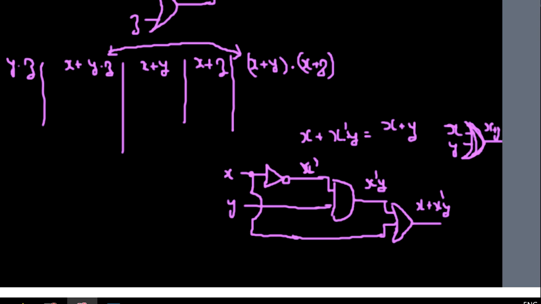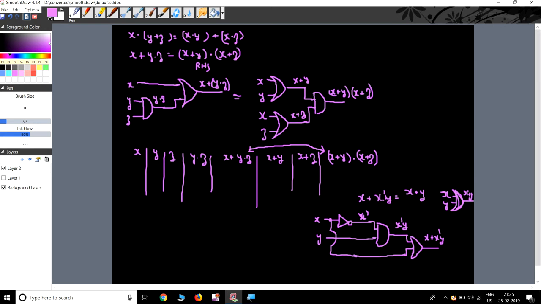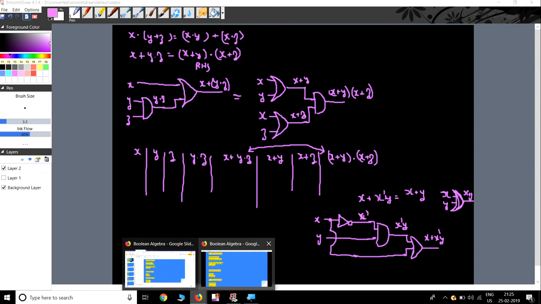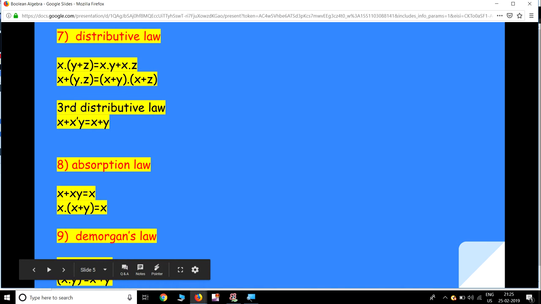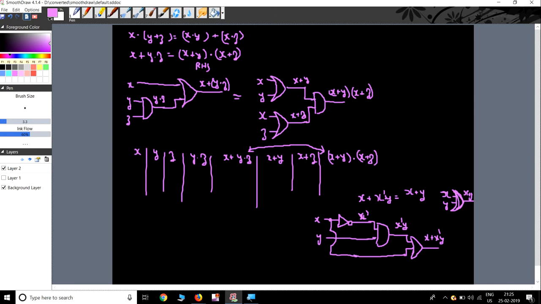Now again you can draw the truth table to verify this third distributive law. So let's move on to our next Boolean law, which is the absorption law. It states that x plus x into y is equal to x, and when you apply duality on this first one you'll get x multiplied with x plus y is equal to x. So let's verify this.